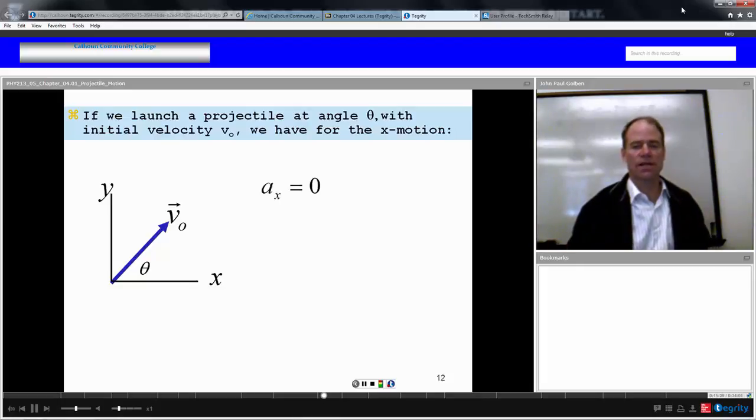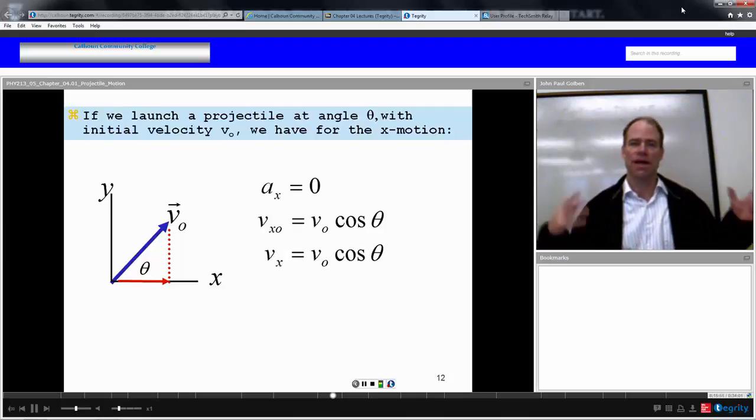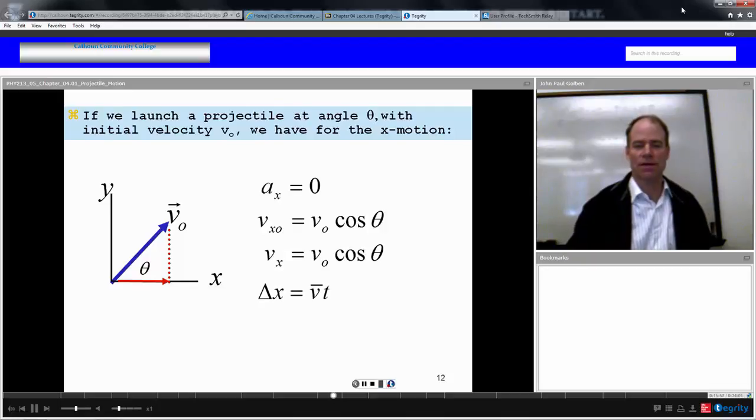So we're going to say that in the x direction at least, there's no acceleration. We'll look at our initial velocity as the x component of this velocity, which is going to be v naught cosine theta. Our final velocity will be v naught cosine theta as well. We're going to have no acceleration, so whatever velocity we have will be our velocity for all time, initial and final, and also average for that matter.